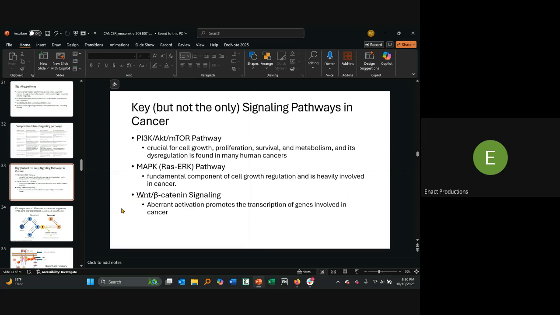mTOR, that's involved in cancer. ERK, that's involved in cancer. Wnt, that's involved in cancer. You start to make small understandings of commonly used pathways.